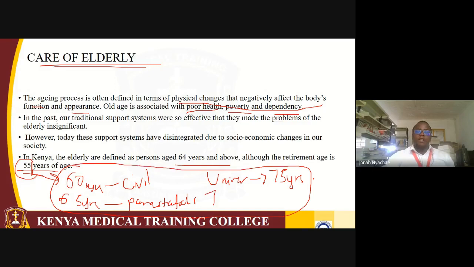We also have the judges, those persons who sit on the bench. They can go even up to 70 years. So it depends on the nature of work. So either way, they are elderly. You can gauge them by their physical changes.